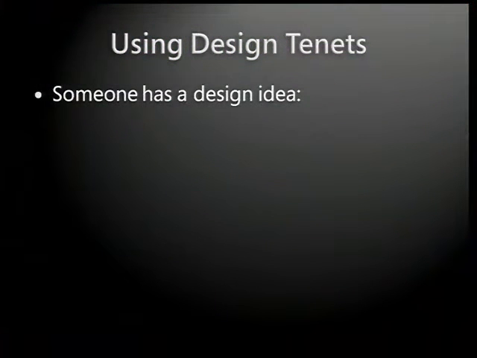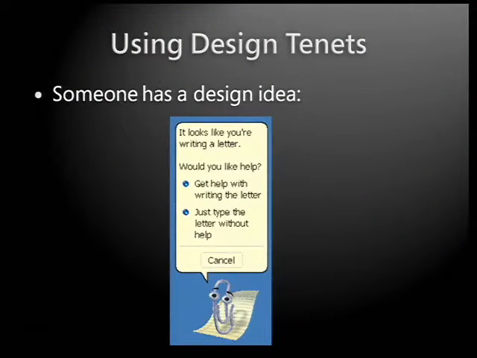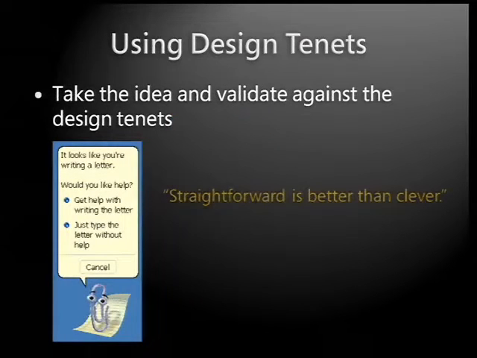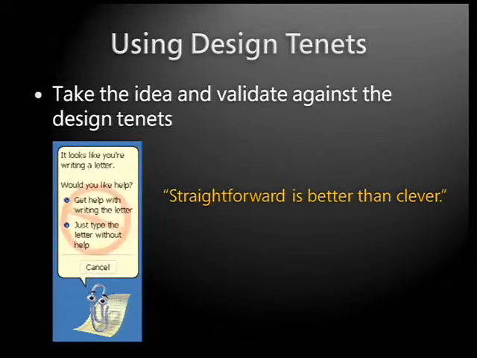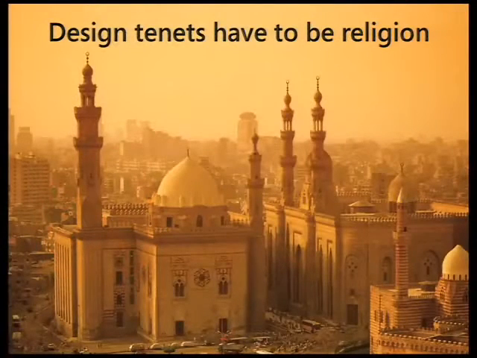And so this is how we use design tenets again and again. So someone has a design idea. Like, hey, wouldn't it be cool if Clippy came up and looked like you're writing a letter? Well, we take that idea and we validate it against the tenets. We say, well, one of our tenets is straightforward is better than clever. This seems like an awful clever thing, and so we nix it. Right? We did this again and again and again in using the design tenets to help us make decisions.